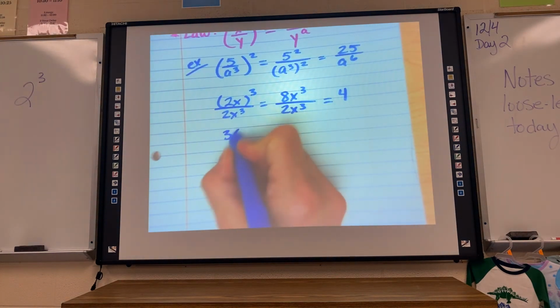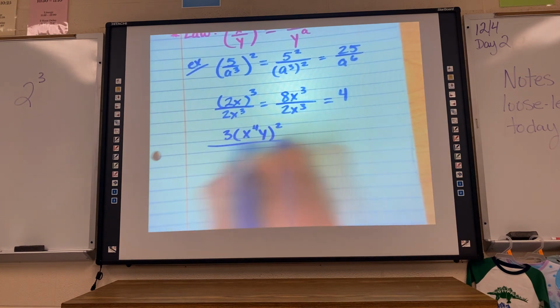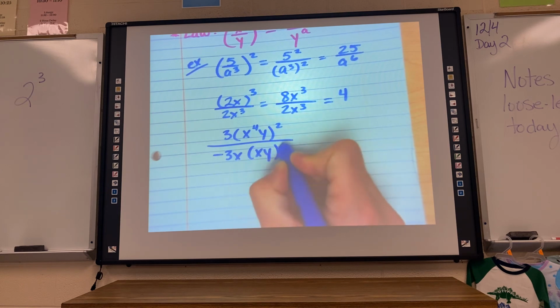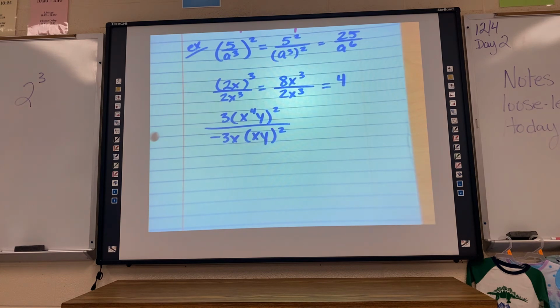I have 3x to the 4th y squared, all divided by negative 3x times xy squared. Wow. Okay. Take a minute to work on that. See where you get. Expand it out and then simplify it. The parentheses are in the numerator and the denominator, not around both. So you're really dealing with the numerator and the denominator separately.